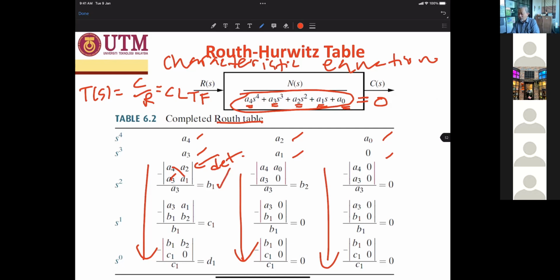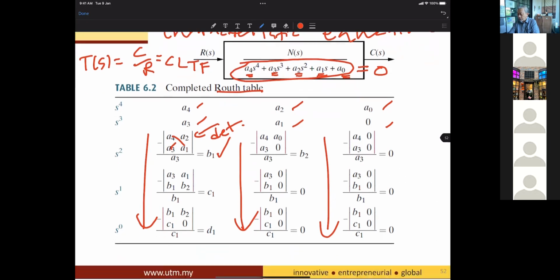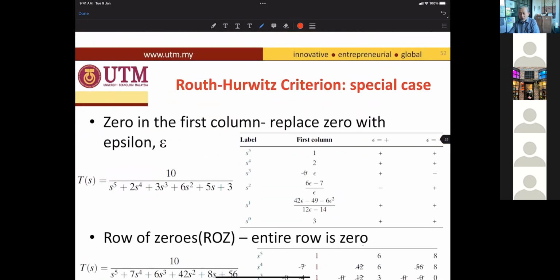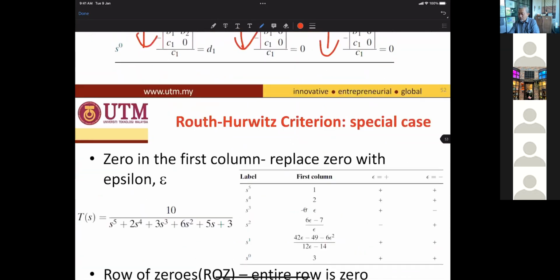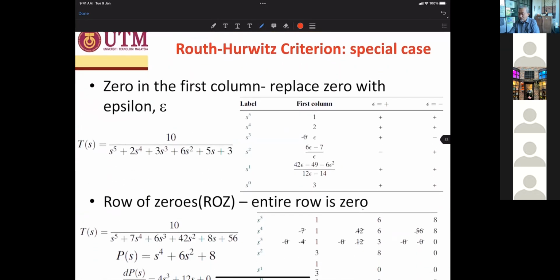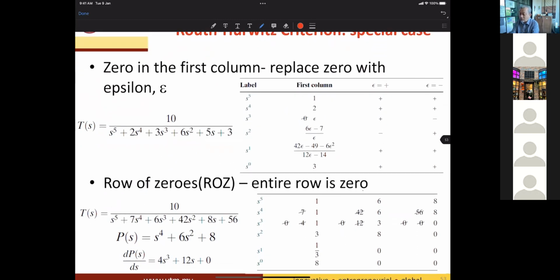Same as here as well: a4, a3, a0, 0, and so on. If you forget this table, please refer to your previous notes. In the Routh-Hurwitz criterion, we have two special cases: a zero in the first column and a row of zeros.